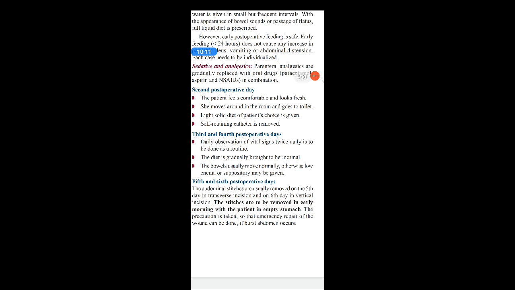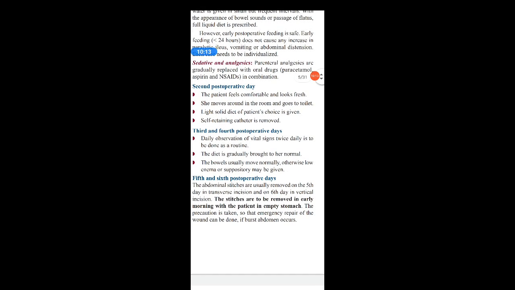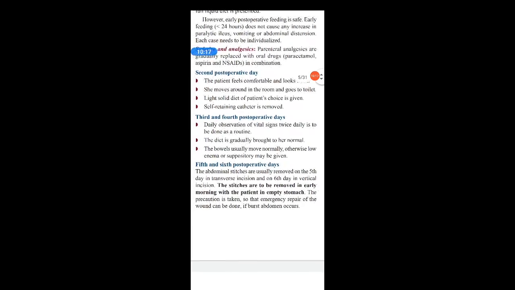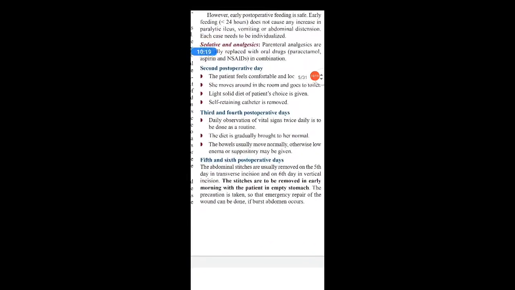Then the second post-operative day, how the patient should be. The patient feels comfortable and looks fresh. She moves around in the room or goes to the toilet by herself. A light solid diet of the patient's choice is given on the second post-operative day. Self-retaining catheter is removed.